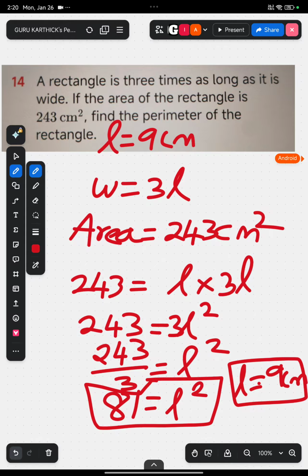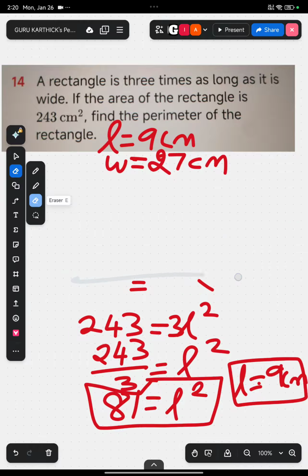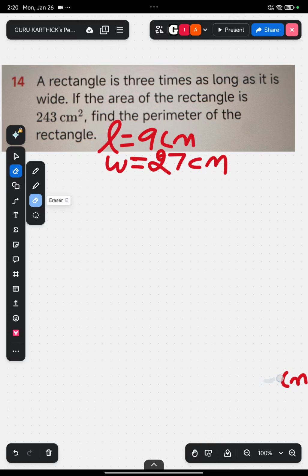9 centimeter. Then what is W value, pa? W is 3 times of L. So W is equal to 3 into 9. 9 3s are 27. So 27 centimeter. Now only we are finding length and width value of the rectangle. Now we have to find the perimeter of this rectangle.